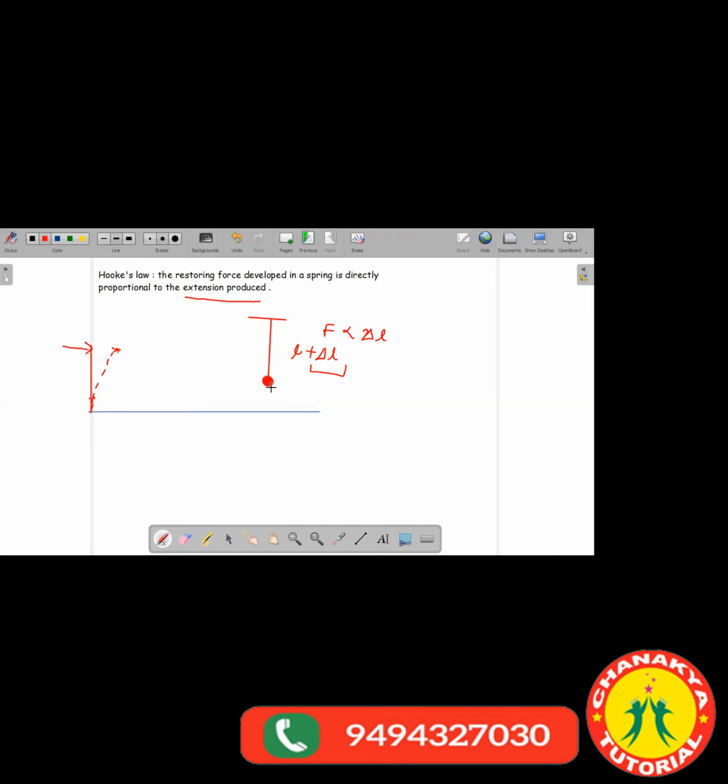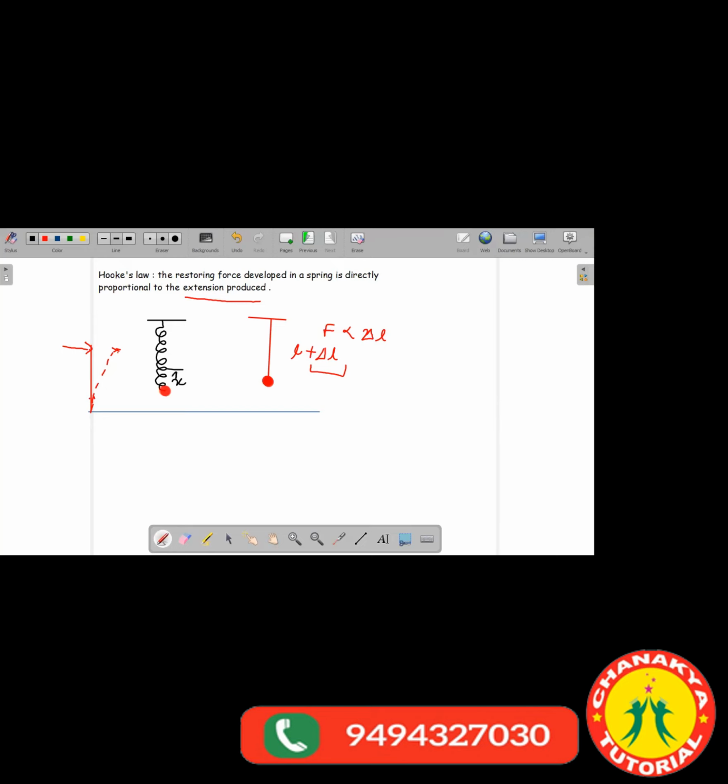However, this phenomenon is not easily observable in reality. But yes, if you take a thinner iron piece, you can observe it, or you can observe it better with the help of a spring. So you can take a spring, and on the spring, if you hang some mass, definitely its length will change. There will be some extension produced, X.